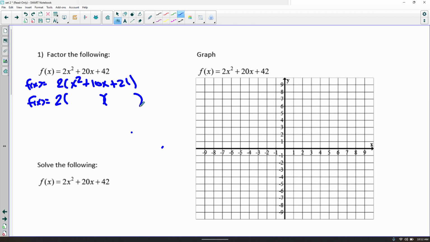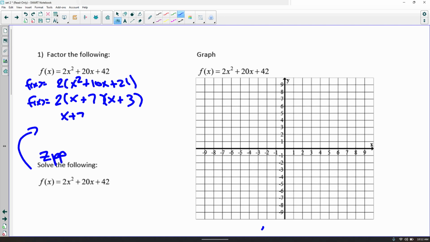Set your 2 parentheses up. What are your signs going to be? Yep, plus and plus. Then what? All right, x plus 7, x plus 3. Now it says solve the following. So how do you solve the following? Yeah, zero product property, which means that you're going to set these equal to 0.